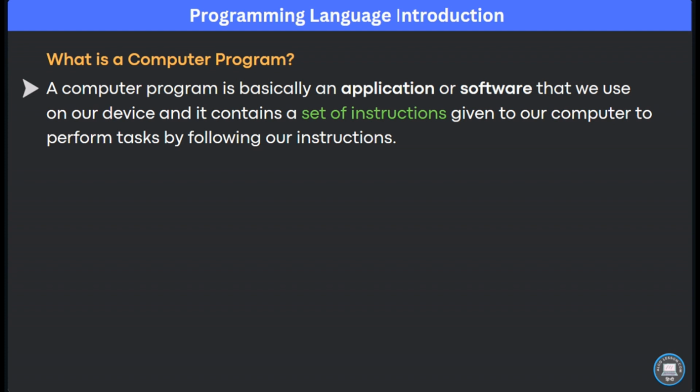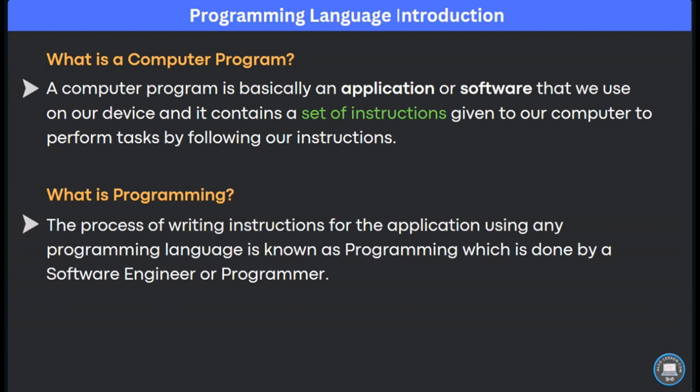Now let's understand the second important term, that is, what is programming. Basically, the process of writing the instructions for the application using any programming language is known as programming, and these instructions are written by a software engineer or programmers. So basically, the application or the software contains a set of instructions, and the computer follows those instructions to perform the task. And the process of writing those instructions is known as programming.